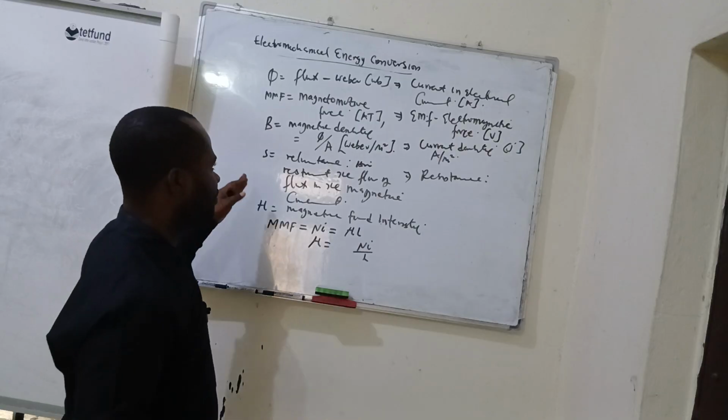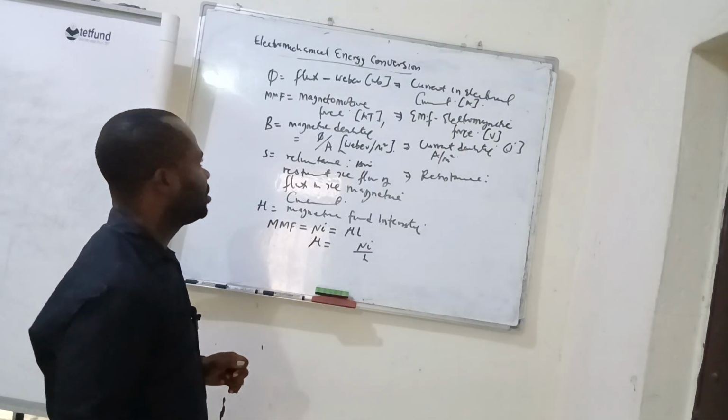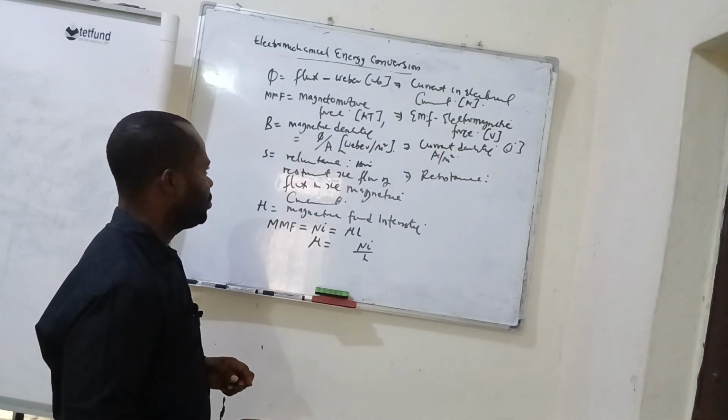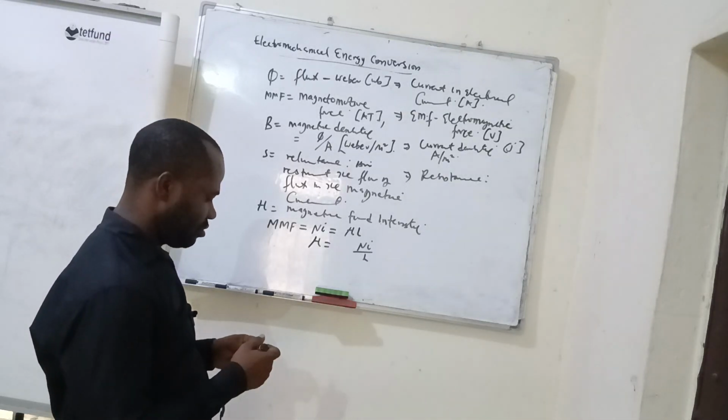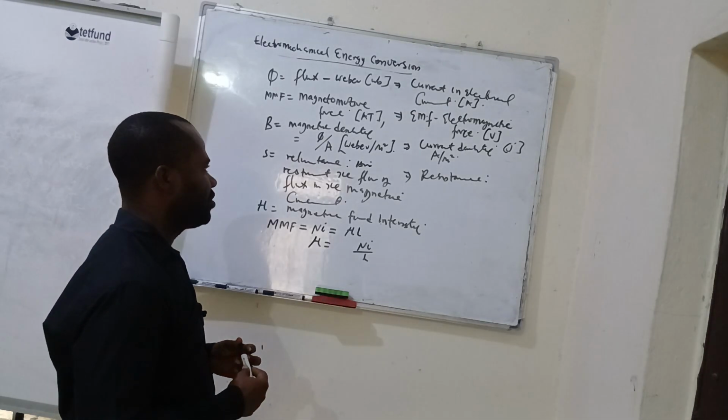So these are the few relationships and parameters that we have in the magnetic circuit, and we will be using this to solve some of the problems that we'll be having in the next video.